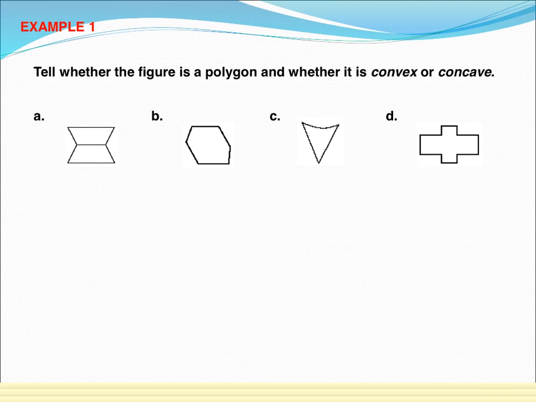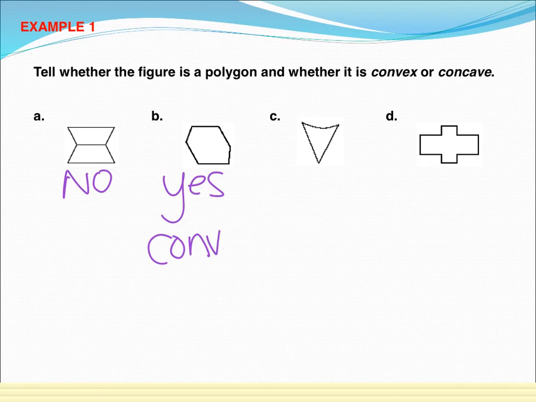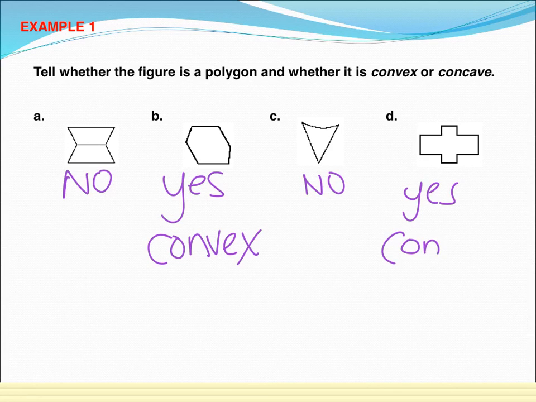Okay, so example 1 says, tell whether the figure is a polygon and whether it is convex or concave. All right, so is A a polygon? No. Is B a polygon? Yes. Convex or concave? Convex, good. Is C a polygon? No. That side is an arc, right? Is that a segment? No. Okay. So it's got to be a segment, which means it's got to be a straight line. Can't have any curves to it. How about D? Yes, and concave, good.